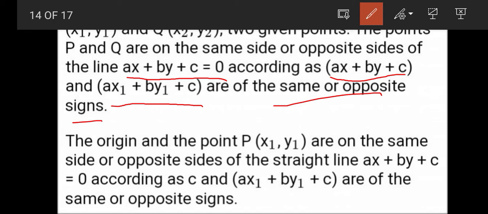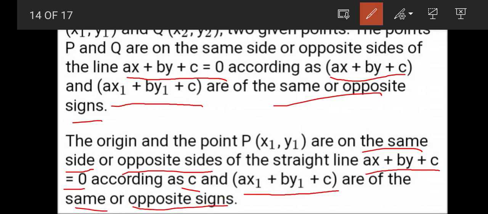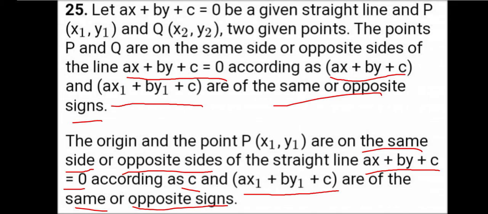The origin and the point P (x1, y1) can be on the same side or the opposite side of the straight line ax + by + c = 0, according as c and ax1 + by1 + c are of the same or opposite sign. Here also they can be of the same sign or opposite sign.